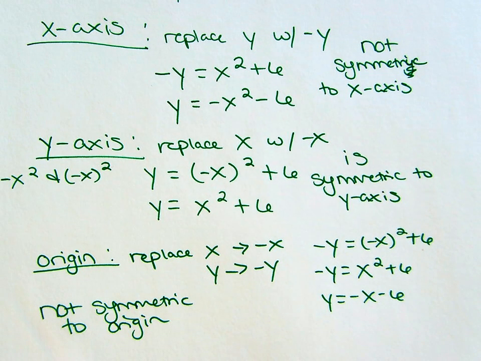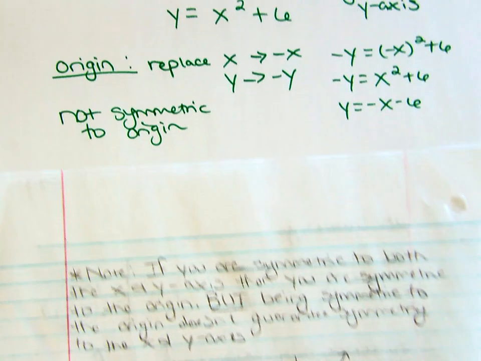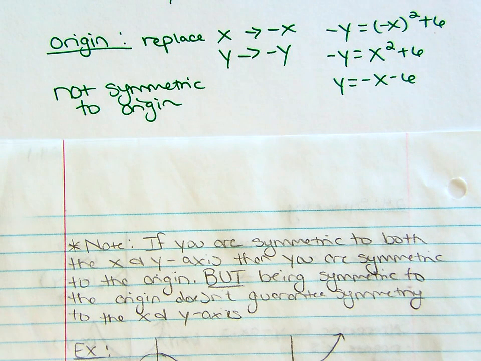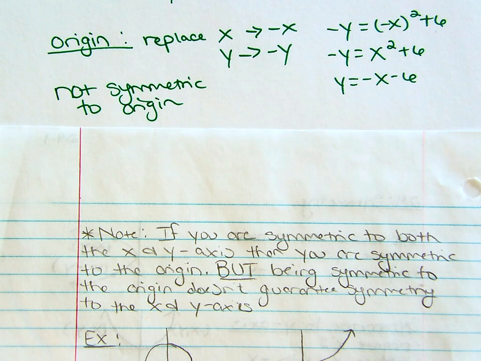So, if you are testing symmetry to the x-axis, you replace your y's. If you're testing symmetry to your y-axis, you replace your x's. If you're testing symmetry to the origin, you replace both. And here's a special note. If you are symmetric to both the x and the y-axis, then you are automatically symmetric to the origin. Notice we weren't symmetric to the x-axis, but we were symmetric to the y-axis, and then we weren't symmetric to the origin. That's because we need to be both.